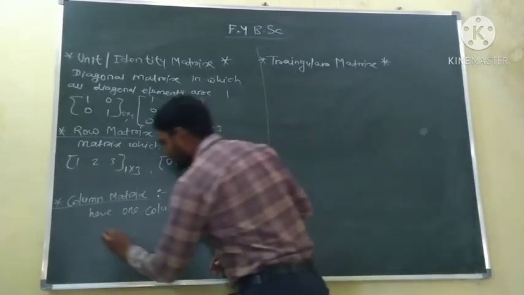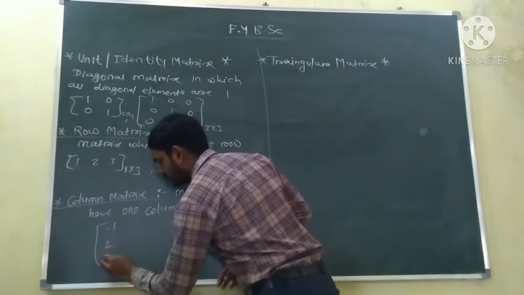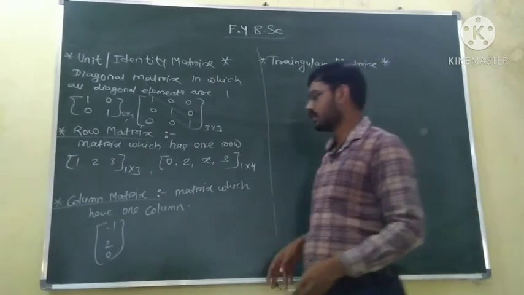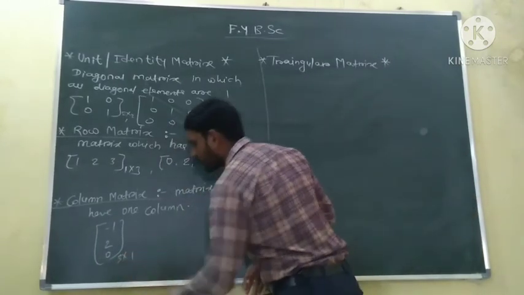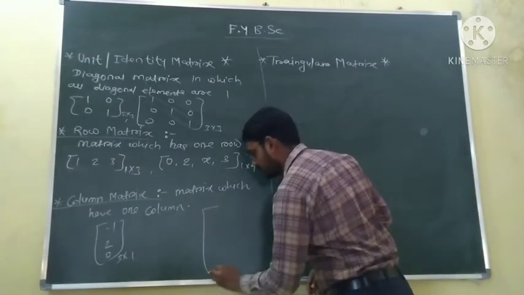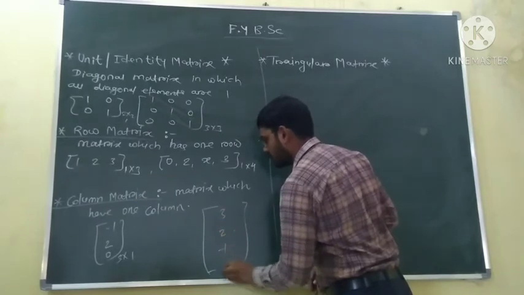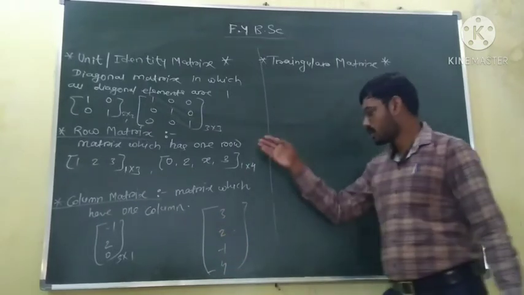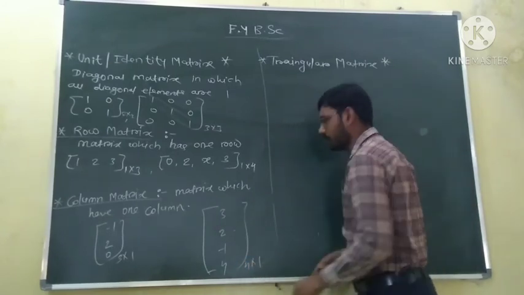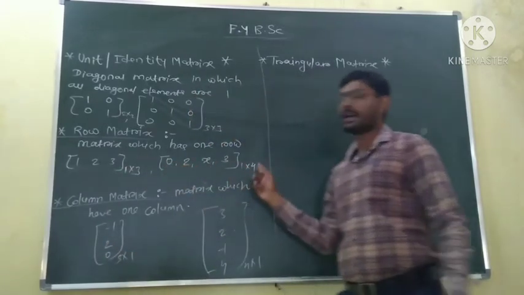For example, the matrix -1, 2, 0 has only one column and 3 rows, so it is 3 by 1. Also, the matrix say 3, 2, -1, 4 has only one column and 4 rows, so it is 4 by 1. These matrices are called column matrices, and those earlier are called row matrices.